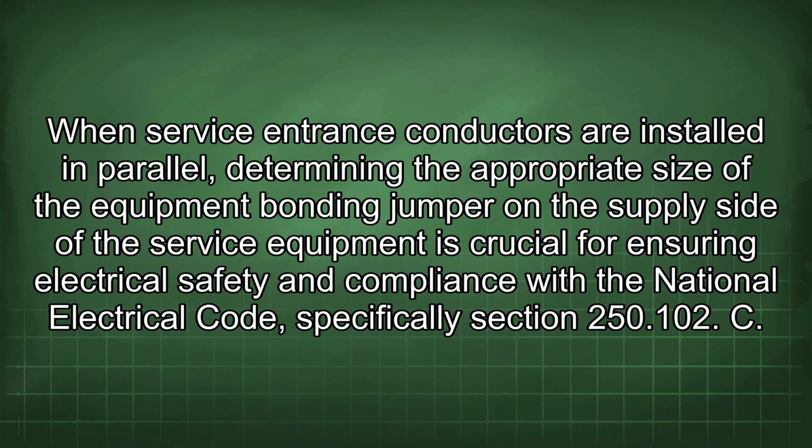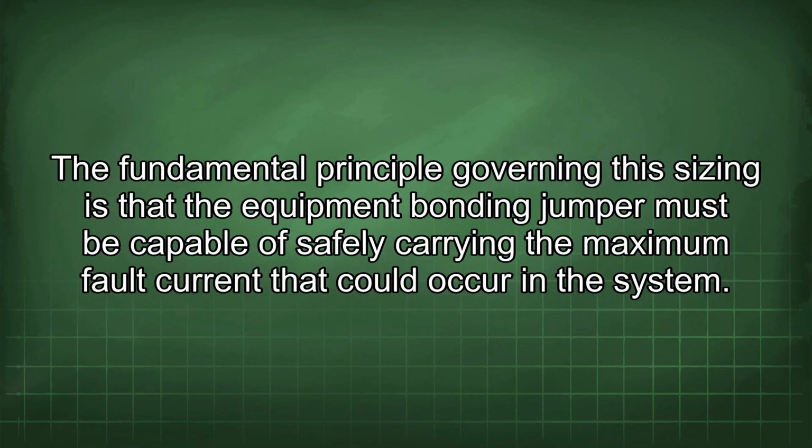When service entrance conductors are installed in parallel, determining the appropriate size of the equipment bonding jumper on the supply side of the service equipment is crucial for ensuring electrical safety and compliance with the National Electrical Code, specifically Section 250.102. The fundamental principle governing this sizing is that the equipment bonding jumper must be capable of safely carrying the maximum fault current that could occur in the system.